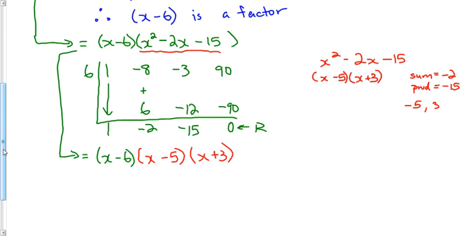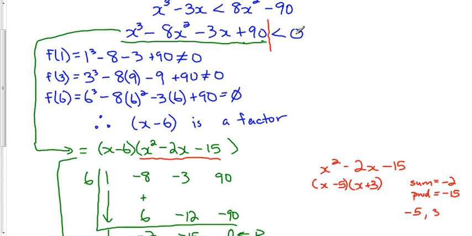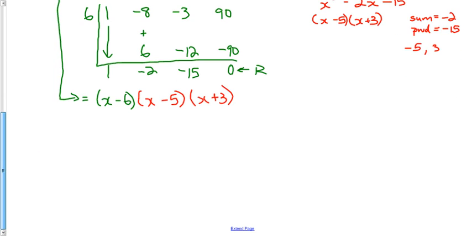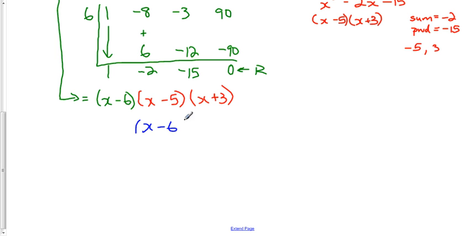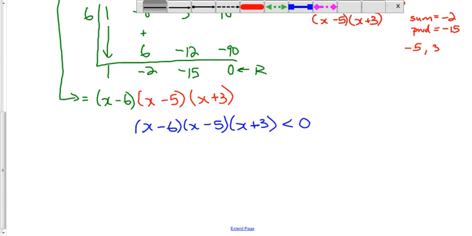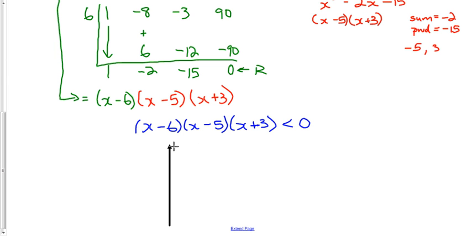But now let's return to the original question, which is this whole thing being less than 0. So let's go back to the blue for the original question. We've got x minus 6 times x minus 5 times x plus 3 is all less than 0. So we need to solve this inequality. There's a couple of ways of doing this. Maybe the easiest and most straightforward way is to just draw a quick sketch of the graph.